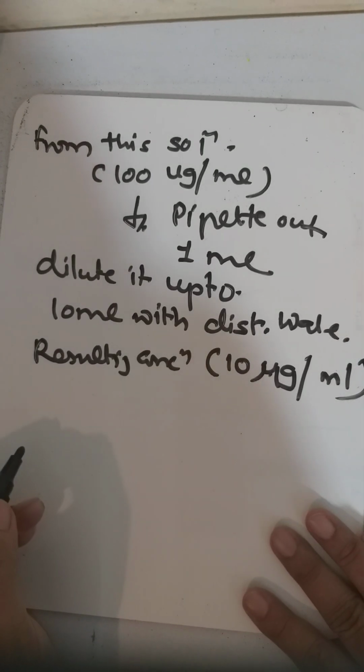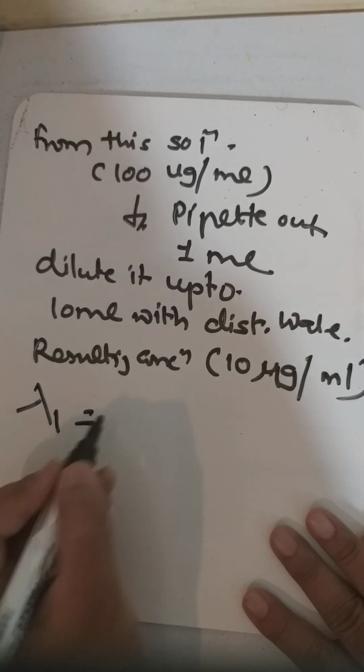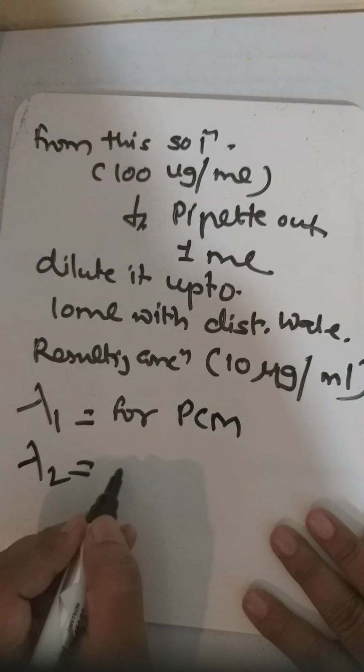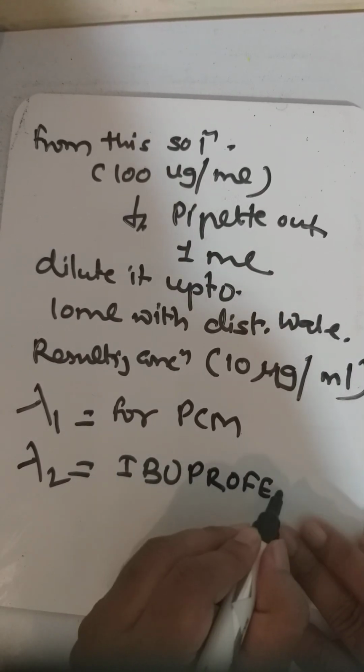You have to measure the absorbance of the solution at lambda 1 and lambda 2. So what is lambda 1? That is for paracetamol. Lambda 2 is for ibuprofen. All these things are there.